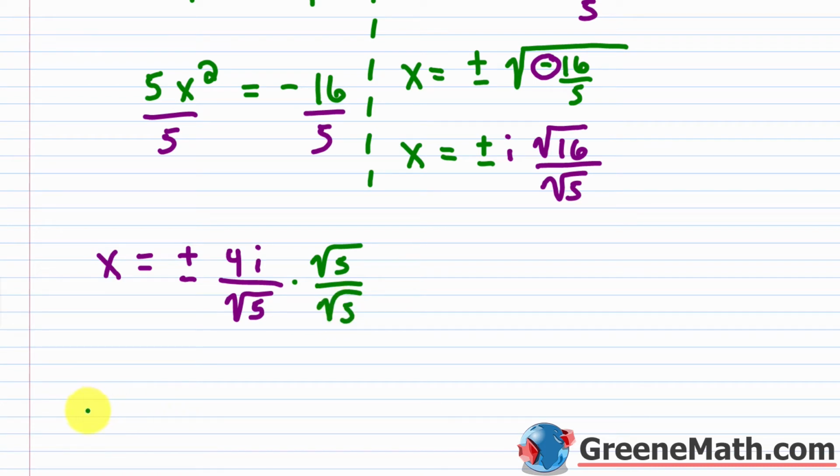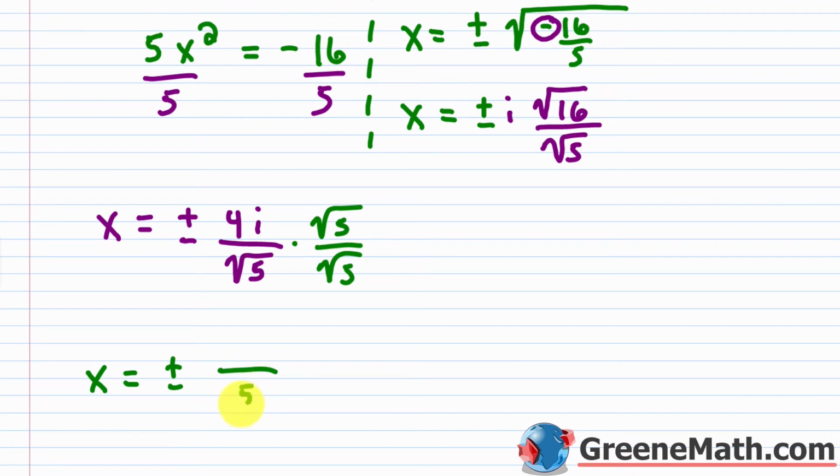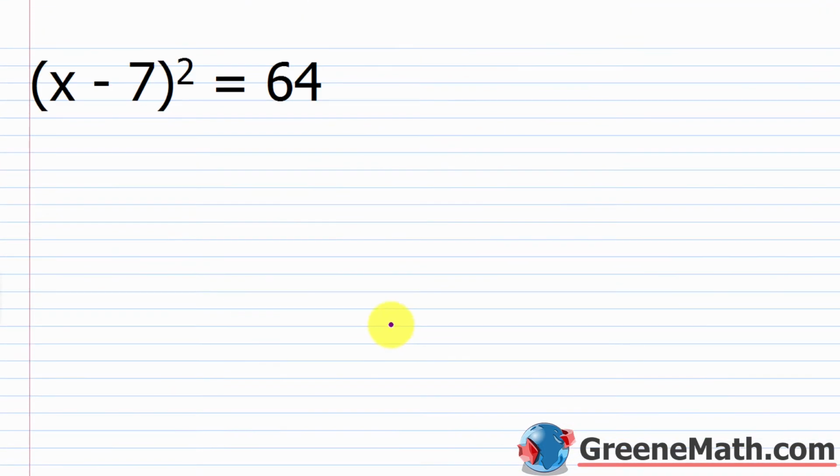So we'll just put x is equal to plus or minus. In my denominator, I have 5. In my numerator, I'm going to have 4i times square root of 5. Okay? So this is basically your answer. X equals positive or negative 4i times square root of 5 over 5. And again, you can break that up into two different solutions. You have 4i times square root of 5 over 5, or you have negative 4i times square root of 5 over 5.